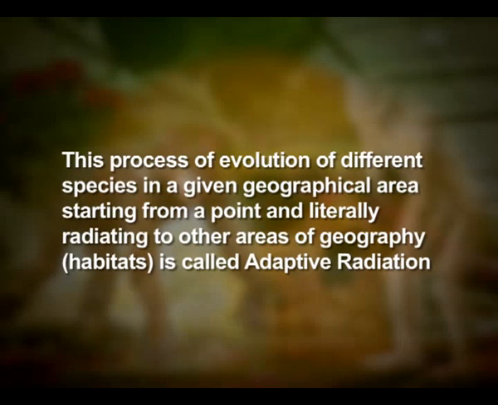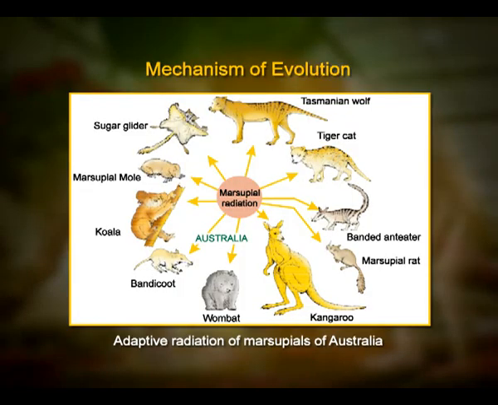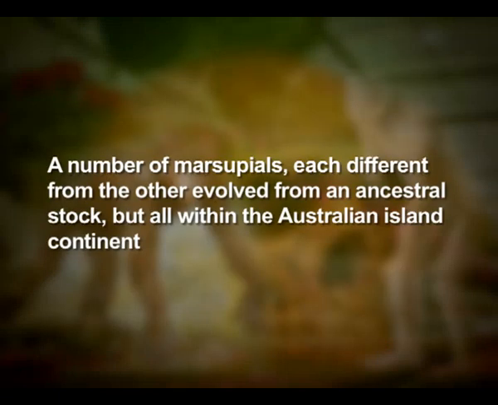This process of evolution of different species in a given geographical area, starting from a point and literally radiating to other areas of geography, that is habitat, is called adaptive radiation. Darwin's finches represent one of the best examples of this phenomenon. Another example is Australian marsupials. A number of marsupials, each different from the others, evolved from an ancestral stock within the Australian island continent.